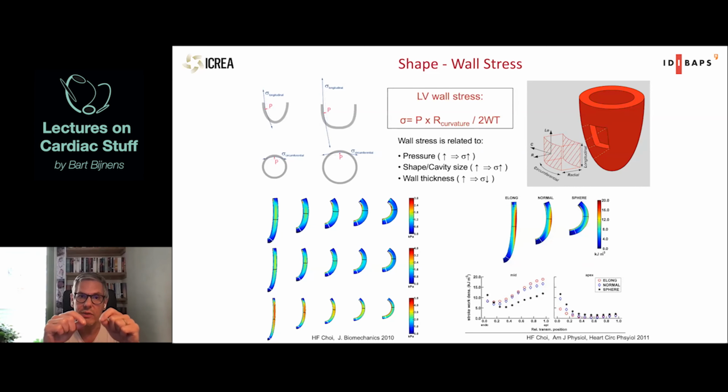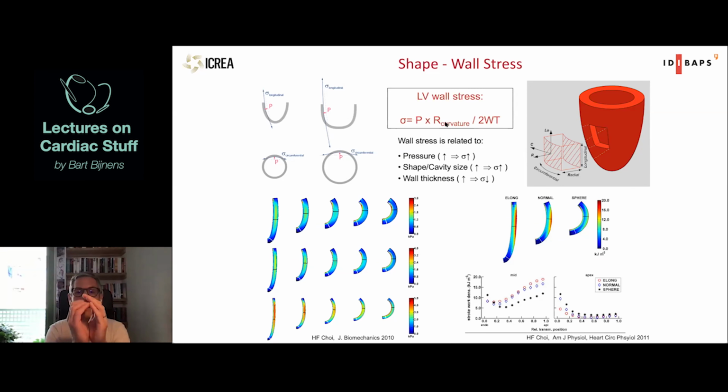So in order to understand what stresses, or wall stresses, a certain myocyte will feel, this is where the shape comes in. If we look at the law of Laplace, it says that the wall stress in a simplified ventricle is related, of course, to the pressure. So if you have increased pressure, the forces that the myocyte feels will increase, but it's also related to the radius of curvature.